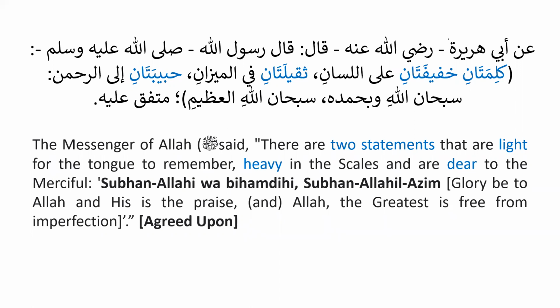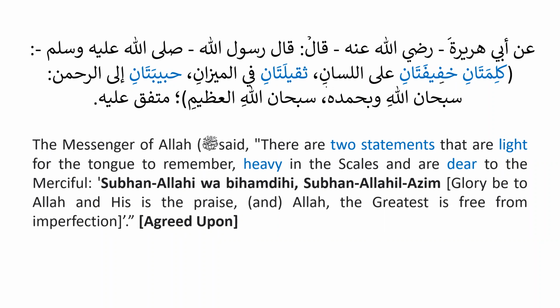And Abi Hurayrata radiyallahu anhu qal, so it was basically qala, but when we stop it becomes qal. Qala Rasulullah sallallahu alayhi wasallam: kalimatani khafifatani. So kalimatun is one, and two will be kalimatani. Khafifun, and the feminine of khafifun is khafifatun. And what is the dual of khafifatun? Khafifatani.